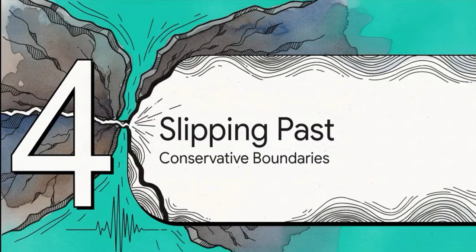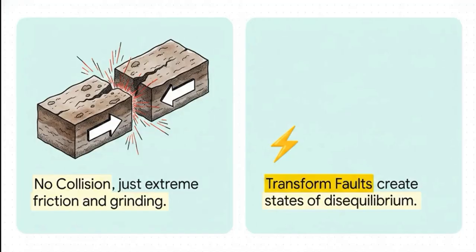Now for Section 4, slipping past, conservative boundaries. This is the final interaction in our rule of 3. At a conservative plate boundary, crust isn't being created like it is at a constructive boundary, and it isn't being destroyed through subduction either. Instead, 2 massive plates furiously grind and slip past each other without a direct head-on collision. But, don't let the lack of a collision fool you.